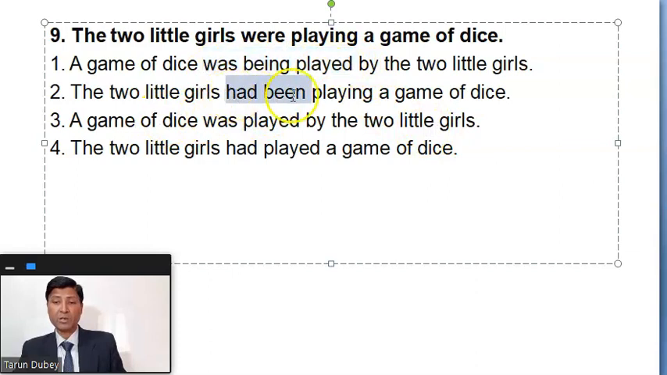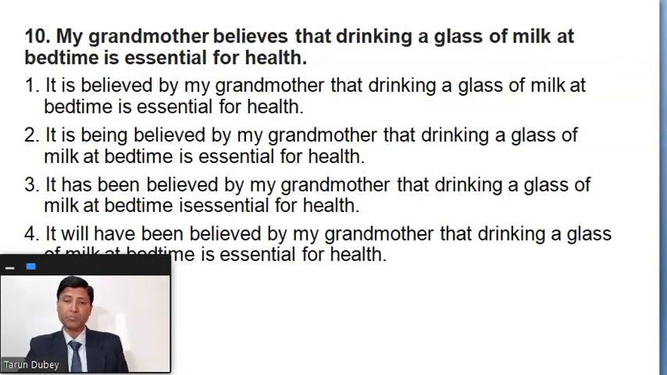This cannot be the answer, had been. Here it cannot be was played. Here it cannot be had played. Over. Manage your time also. Question number 10. Look at question number 10. My grandmother believes that drinking a glass of milk at bedtime is essential for health. So here, what is the keyword? If you are going to read each and every sentence given here, it will be taking a lot of time. And when you are going to sit for the examination, you remember, accuracy plus time management.